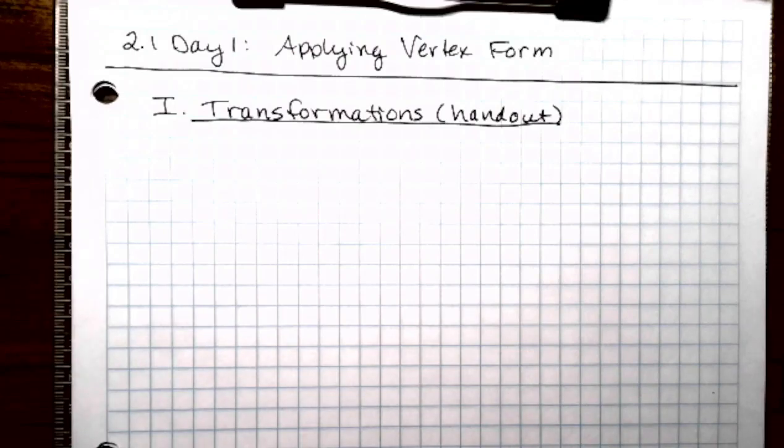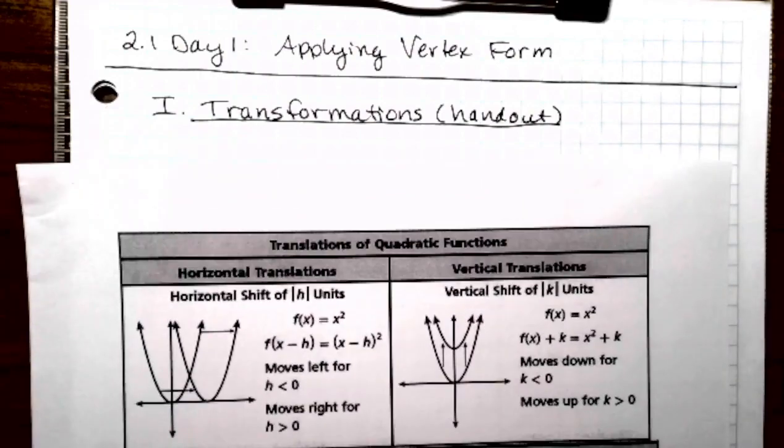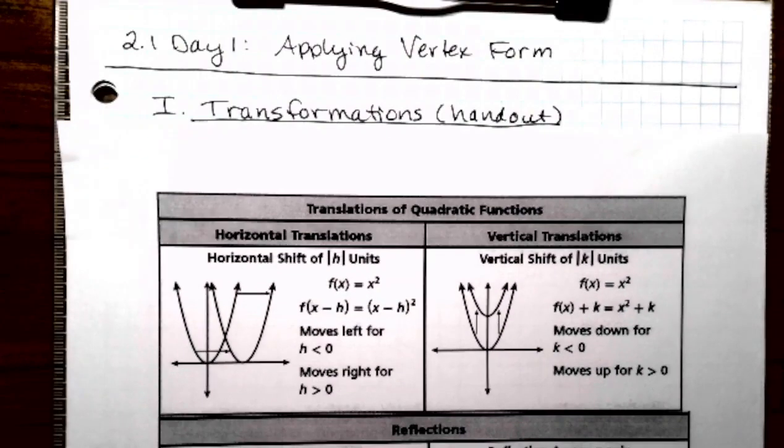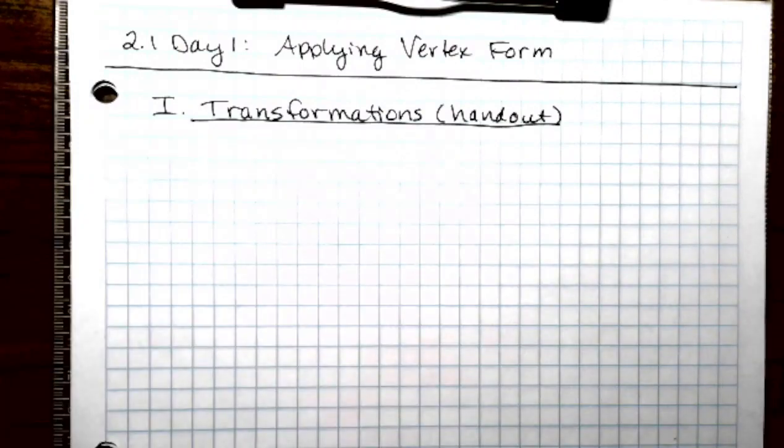Good morning. We are going to do 2.1, day one material, applying Vertex Form. And we're going to be learning how to use Vertex Form and how to combine that with what we already know about transformations. So for the notes today, you have a handout in your packet that looks like this: Translations of quadratic functions. I'm going to be referring to that. As we go along, we're going to add some details to it, so you might want a colored pen to do that.